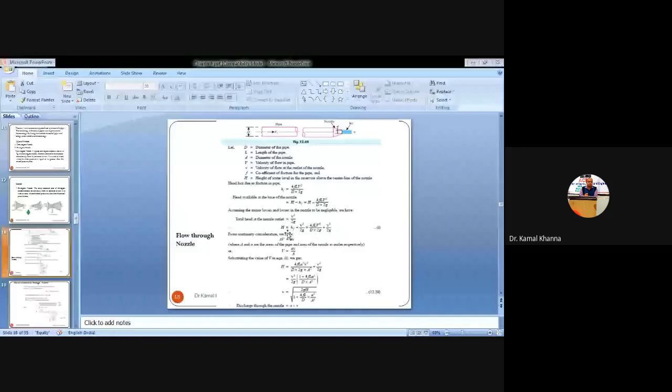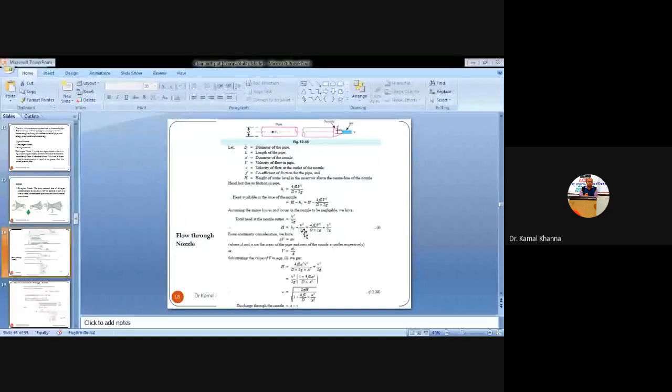And now we are putting the value of hf here. According to the Darcy-Weisbach equation, it gives us the value 4FL V square by 2gD. Then H becomes equal to 4FL V square by 2gD plus V square by 2g. This V square by 2g can be taken common, and let us assume this equation is the first equation.